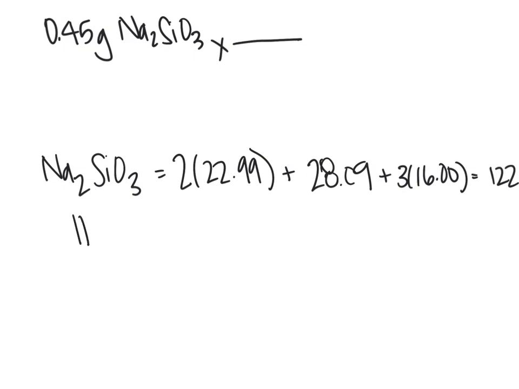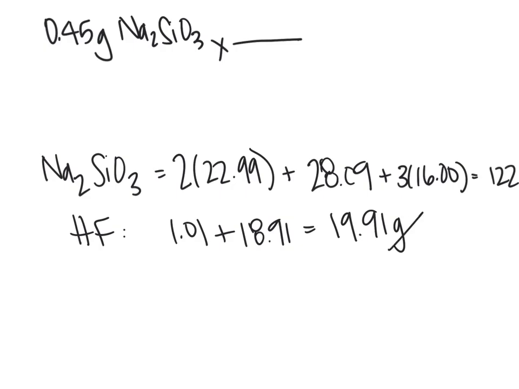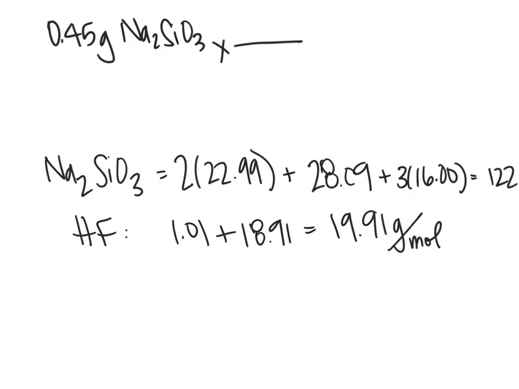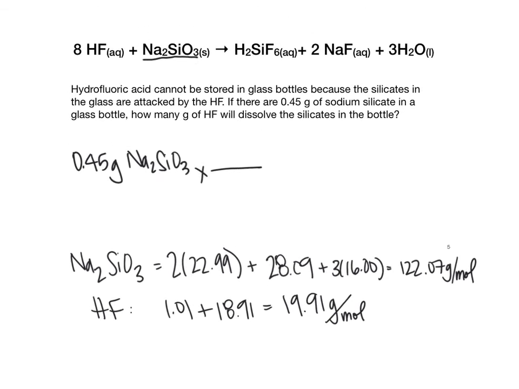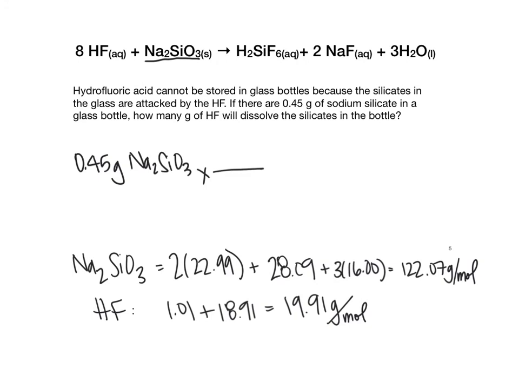And for HF, it's 1.01 plus 18.91, and that gives us 19.91 grams per mole. So now we can use that information in our calculation. We're going to use the molecular weight here of 122.07 grams and 1 mole of sodium silicate.